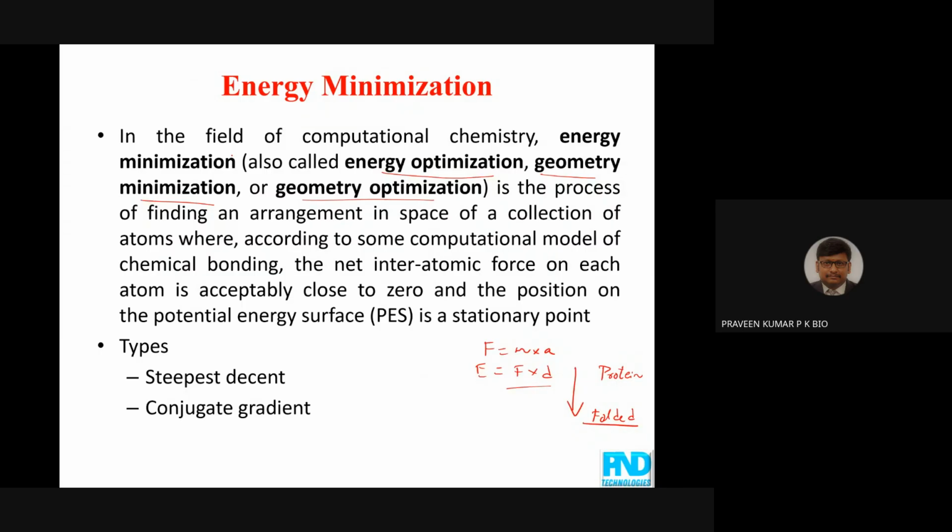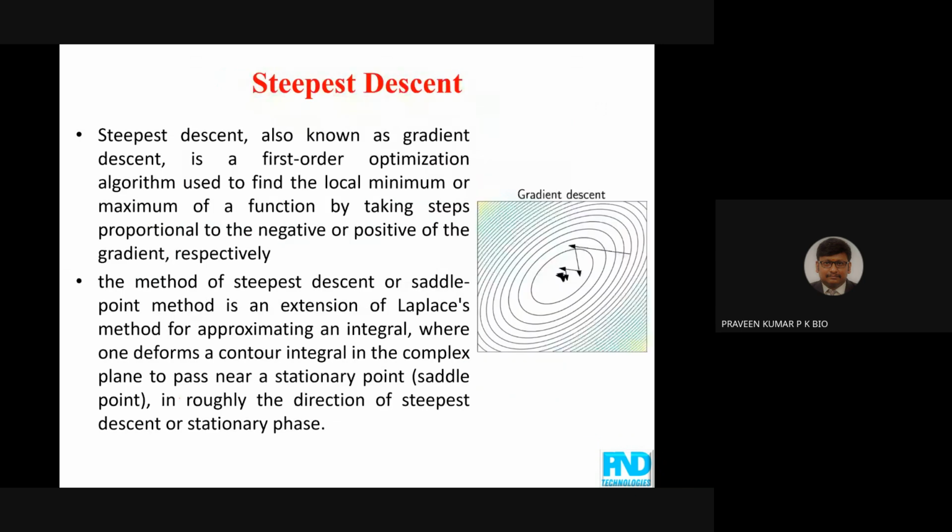Under energy minimization, we have different types. The methods are broadly classified as steepest descent energy minimization, and the next is the conjugate gradient. Steepest descent, also known as gradient descent, is a first order optimization algorithm used to find the local minimum or maximum.